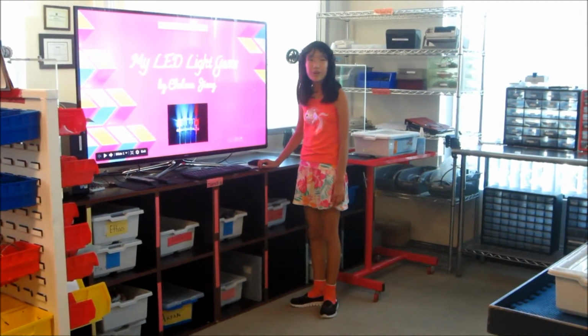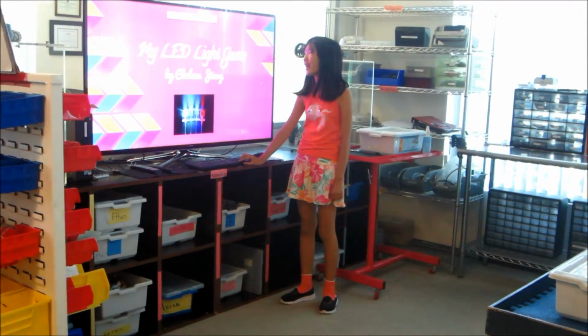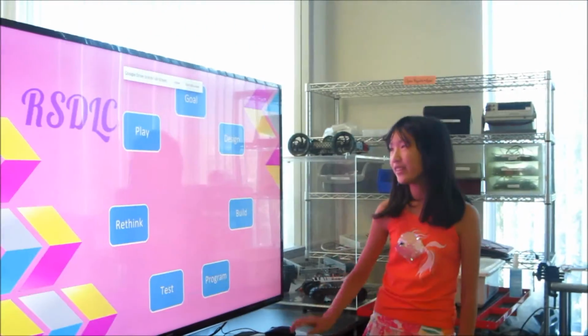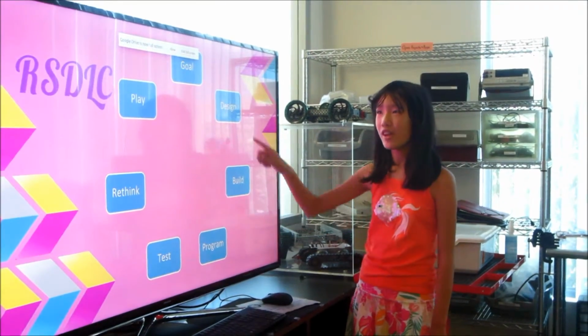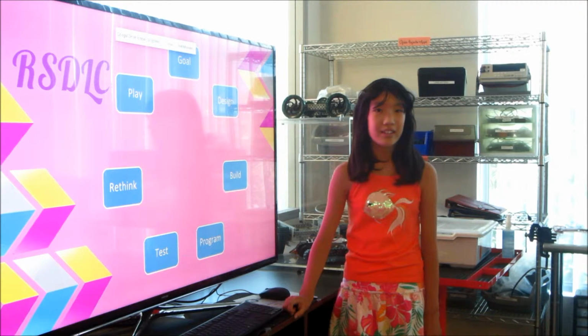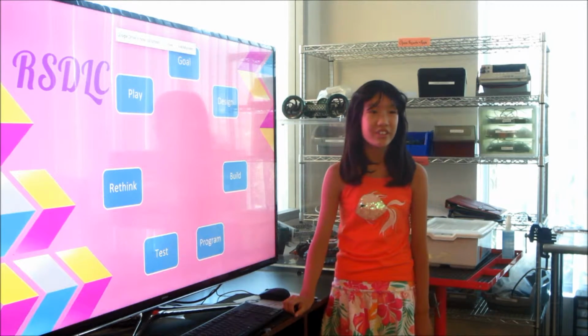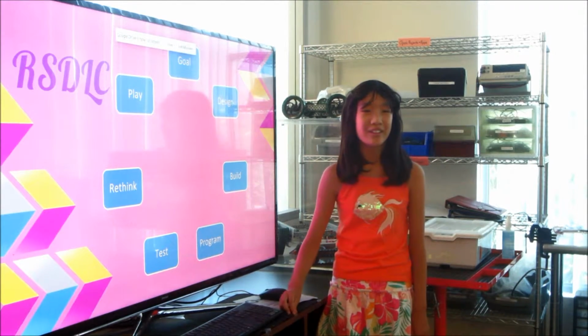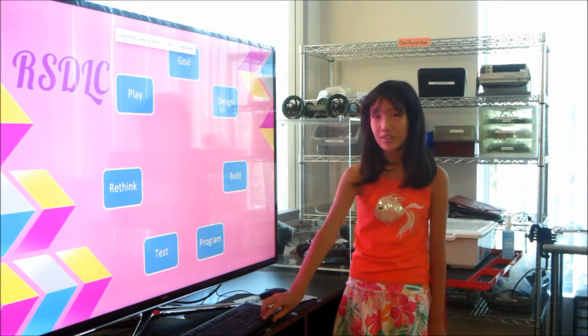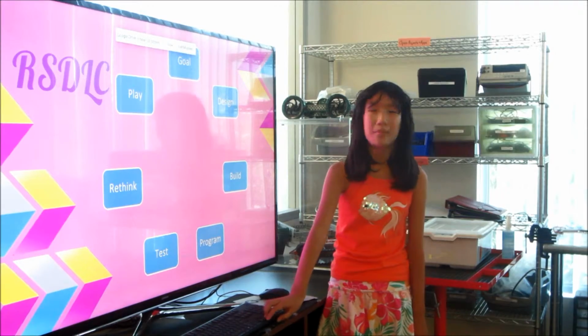So this presentation is called My LED Light Game by me. This is called the Robotic System Development Life Cycle, and it is what engineers use to make technology. And I use this to make my LED light game.